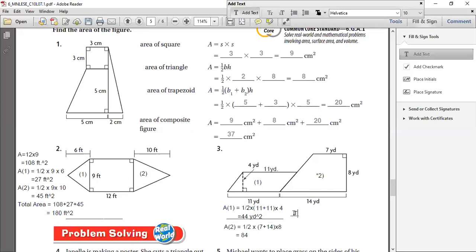So let's find the total area of the composite figure. Total area is equal to 44 plus 84. That's going to give me 128 square yards. I know you girls are smart enough. Of course, you would have got the answers right.